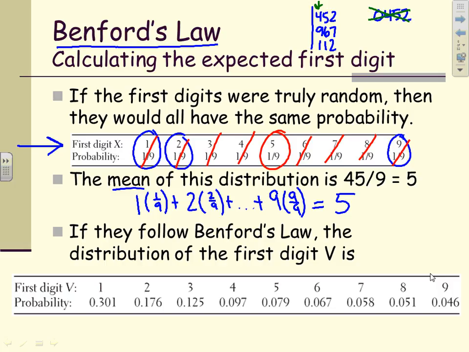Now, if they followed Benford's Law, which is this idea that not all of the first digits are going to be a uniform distribution. In fact, as you see down here, you're going to have a lot more of these first numbers be a 1 or a 2 than you are to have them be an 8 or a 9. So, in fact, 30.1% of the time will that first number be a 1, 17.6% of the time will they be a 2, and only 4.6% of the time will it be a 9.